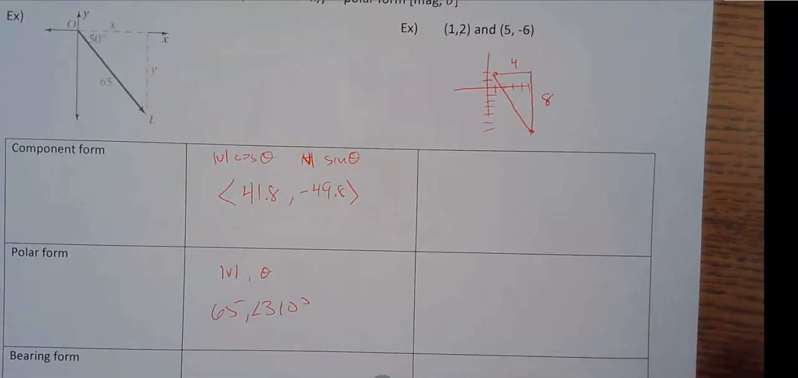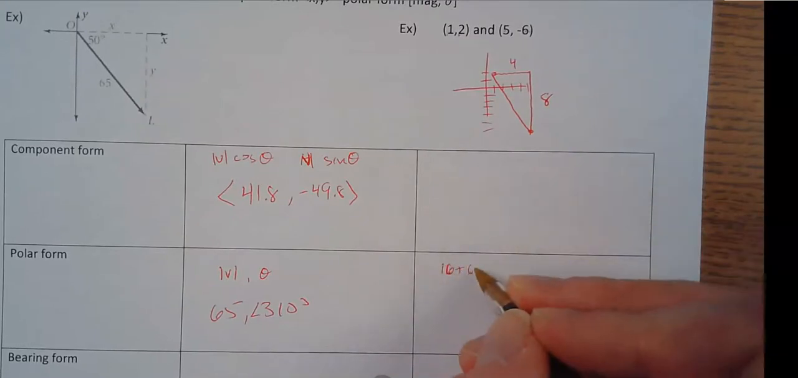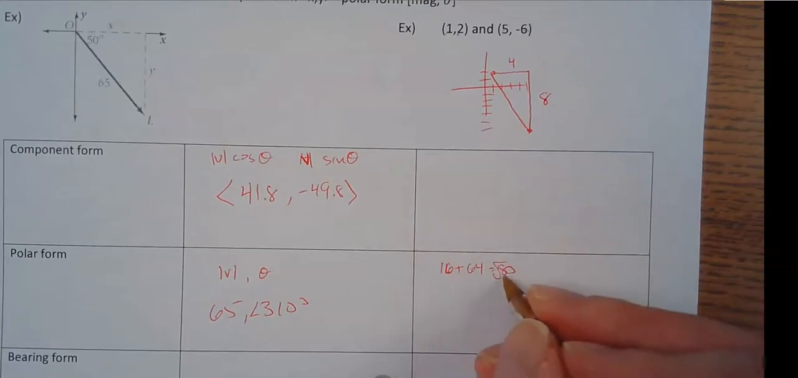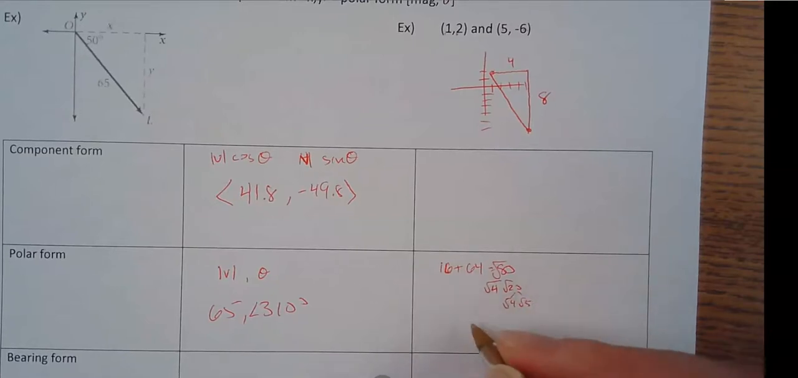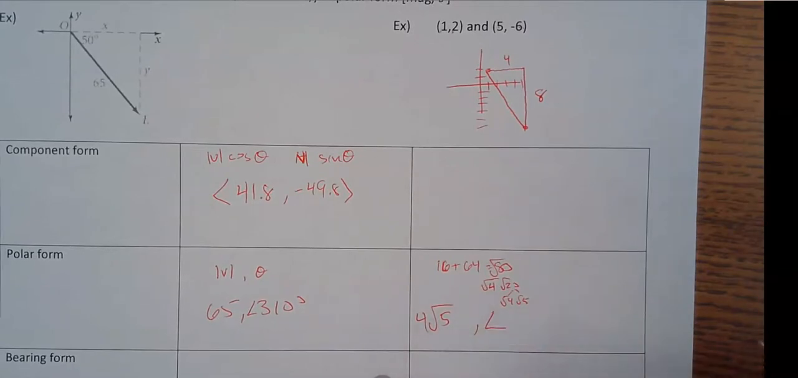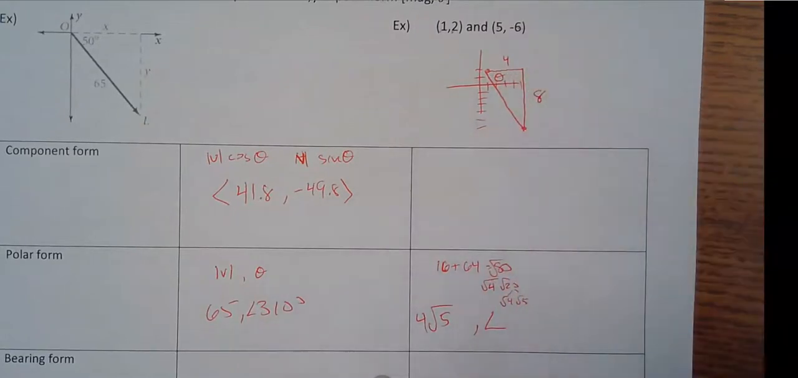So 4 squared is 16, so 16 plus 64, that would be 80, and then square root that, so that would be, let's see here, so it'd be 4 radical 5 is my magnitude. And then my angle in this one, if I want to find this angle, I've got to use tangent. So inverse tangent.